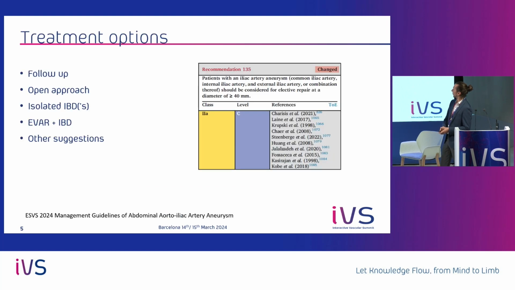What should we do? There are some options. First of all, follow-up seems to be a very good option. I looked up the new 2024 aortic guidelines, and recommendation 135 has been changed, which means that the ESVS recommends the elective treatment of iliac aneurysms only starting at a diameter of 40 millimeters. We can do an open approach. We can do an isolated IBD, which I don't think is the option here because there's no good proximal seal in the iliac arteries. We can do an EVAR with an IBD, or maybe there are other suggestions.